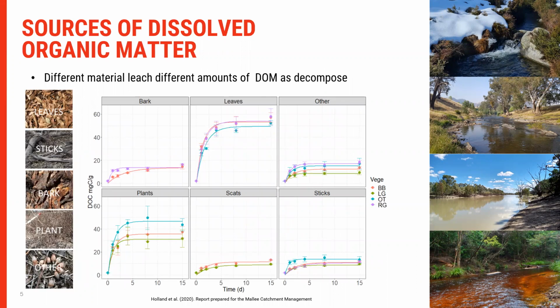Different algae and different material will leach different amounts of dissolved organic matter as they decompose, and different algae will release different amounts as exudates. Here I have an example of different leaching experiments that we did. We went out and collected different matter from floodplains and looked at how much dissolved organic matter is leached in the form of dissolved organic carbon from the various fractions. What you can see here is that leaves tend to leach a lot more dissolved organic matter than, say, the other fractions such as plants or sticks, for example.